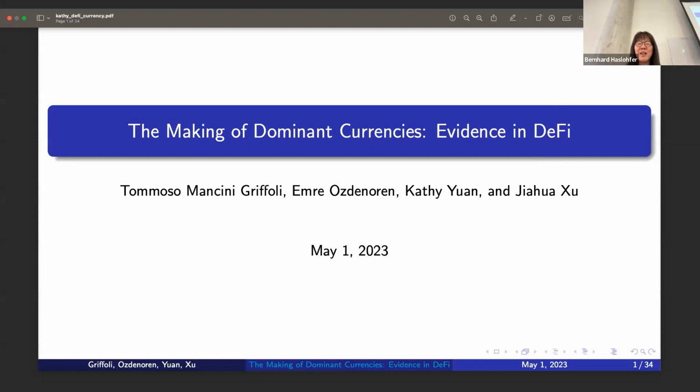I'm a trained economist, and my area of expertise is finance and money and liquidity in the market. So this project, the making of dominant currencies, evidence in DeFi, is basically motivated by my work at the IMF on CBDC, and it's co-authored with Java as well as my IMF colleague Tommaso, and my regular co-author in my other project, Emre.